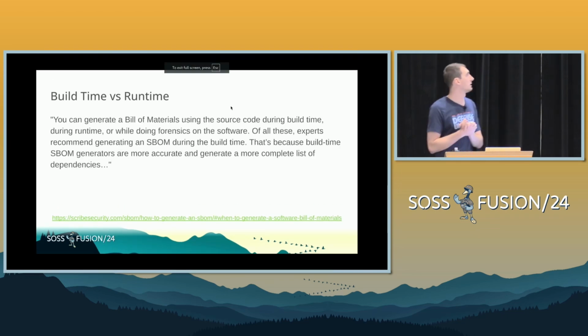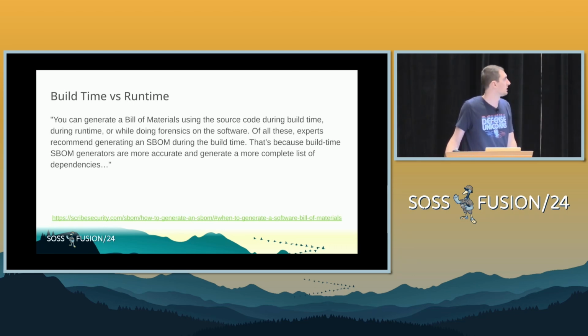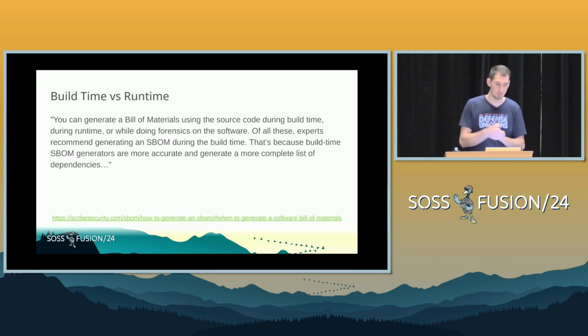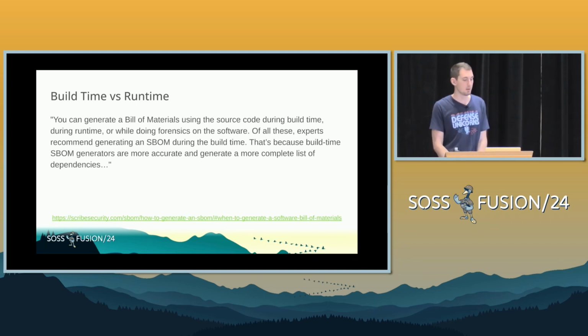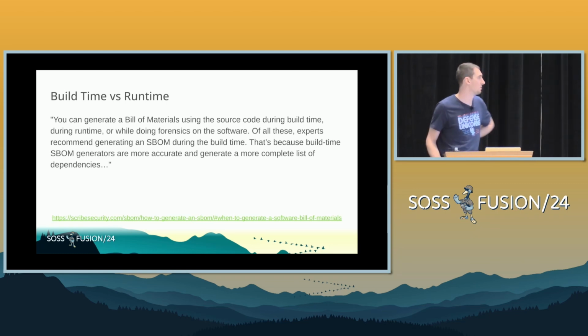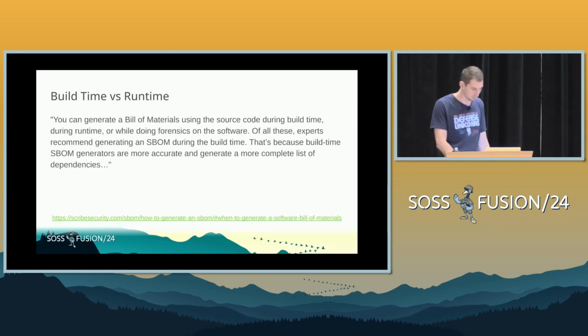We have to talk real quickly about build time versus runtime SBOMs, and the Scribe Security team has done a pretty good job with this definition. So you can generate a bill of materials using the source code during build time, during runtime, or while doing forensics on the software. Of all these, experts recommend generating SBOM during the build time. That's because build time SBOM generators are more accurate and generate a more complete list of dependencies, right? And this is the idea, again, like I want my Maven or my Gradle or Bazel or whatever I'm using to be able to just spit out an SBOM that is complete because it knows all the things that went into my project to build it.